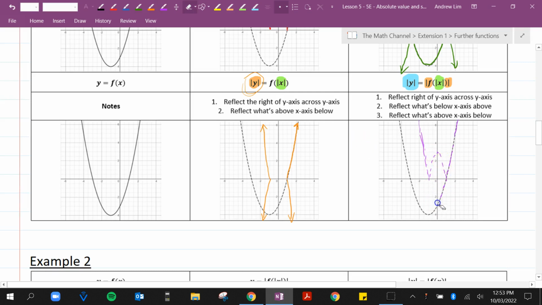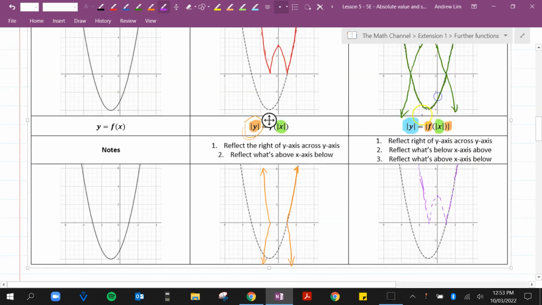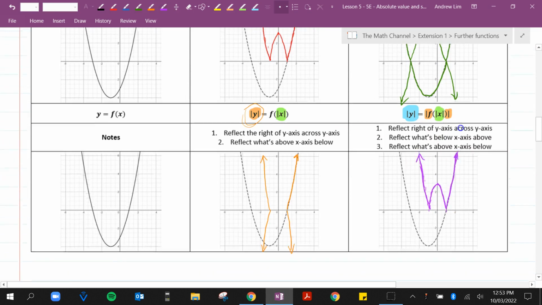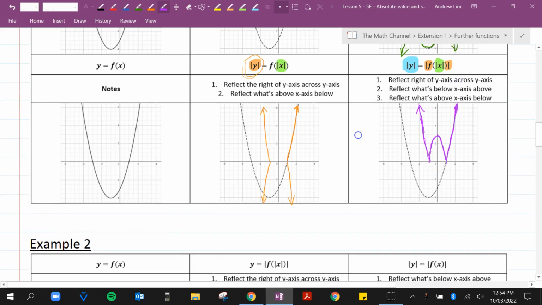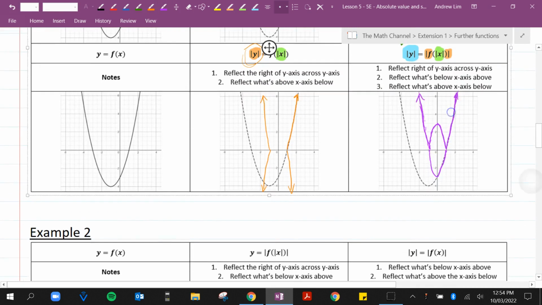And maybe we should just get rid of this now. And then we're going to reflect what's above below. So that means all of this will stay here. And then we're going to reflect it. Like so.